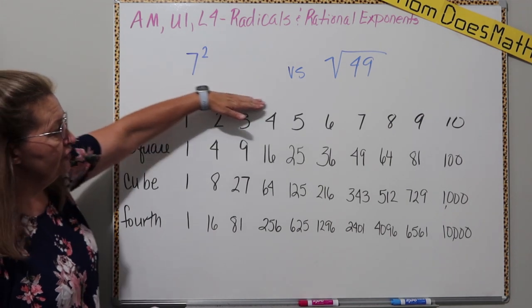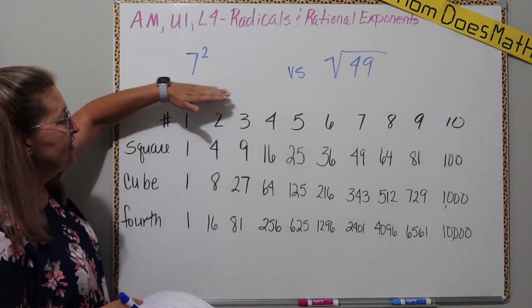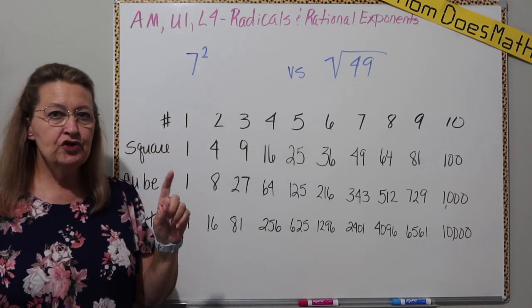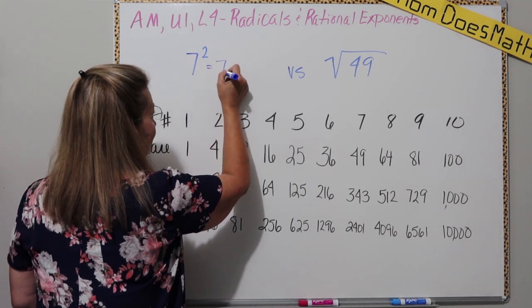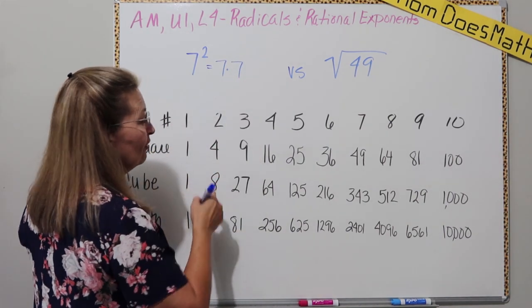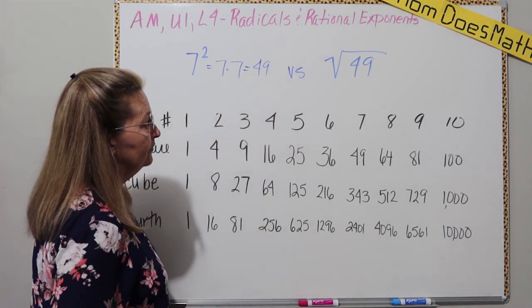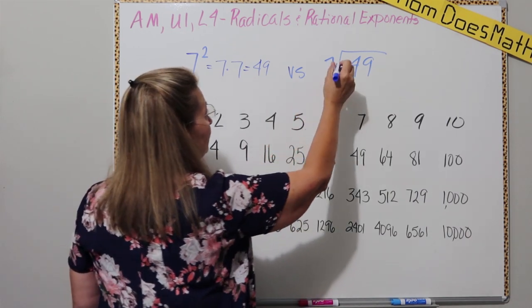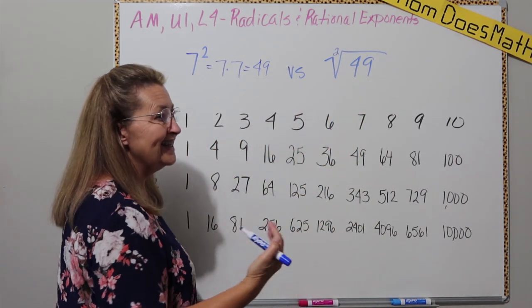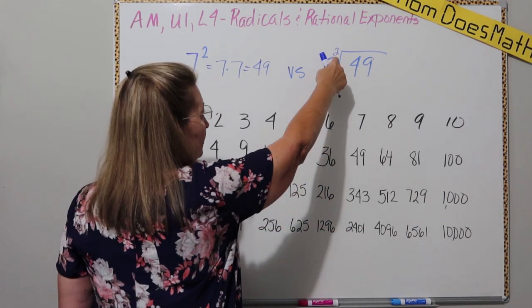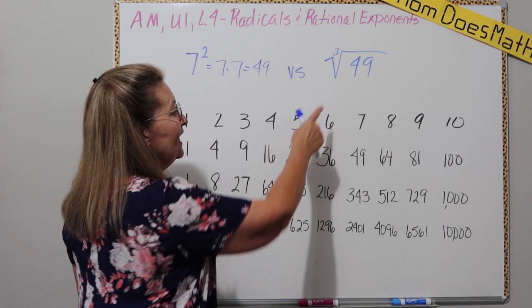Understanding the real difference between these two expressions is going to help you. 7 squared tells you to do something. It tells you to multiply this base times itself twice. So that's why you get 49. Now, a radical, and remember, if there's not an index up here, it's understood to be 2. If it's anything other than 2, you will have the number there. So no number means 2 or square root.